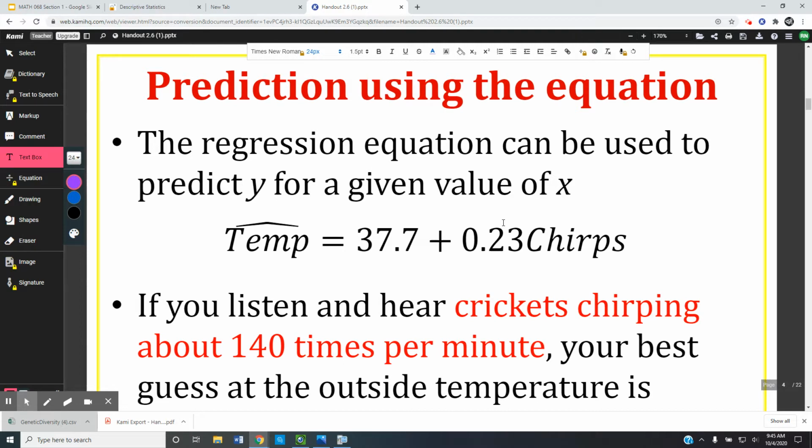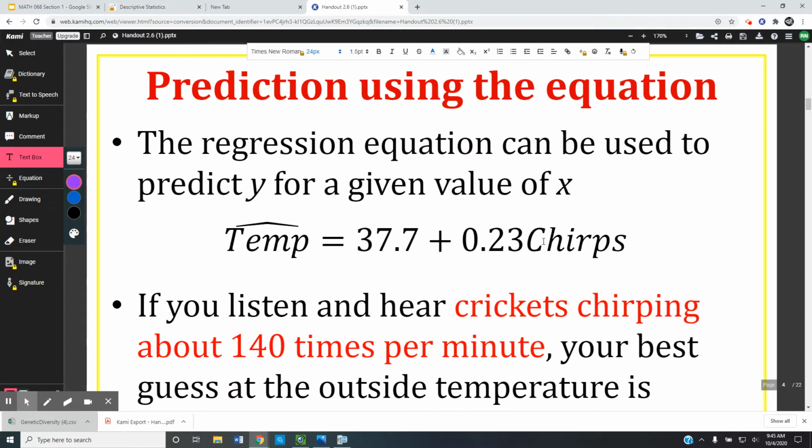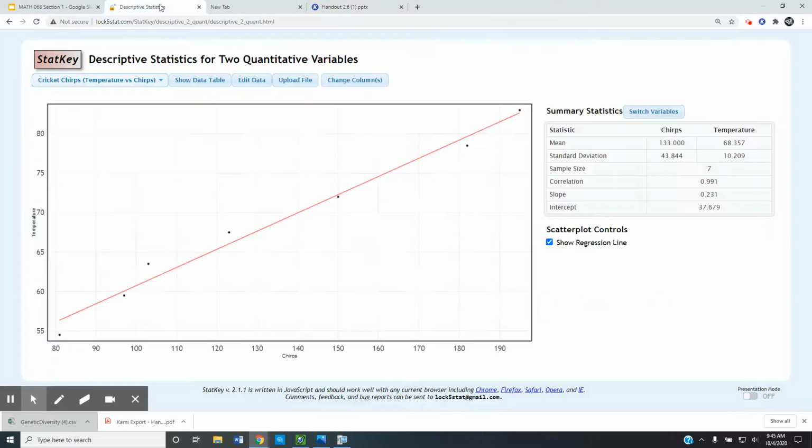And this goes back to the cricket chirps and the temperature outside. Now, I want you to notice a couple things here. Notice the starting value is 37.7. If I go back to Stack real fast, remember 37.7 was the y-intercept right here. The slope is being multiplied against chirps, the explanatory value, 0.23. If I go back here, 0.23.